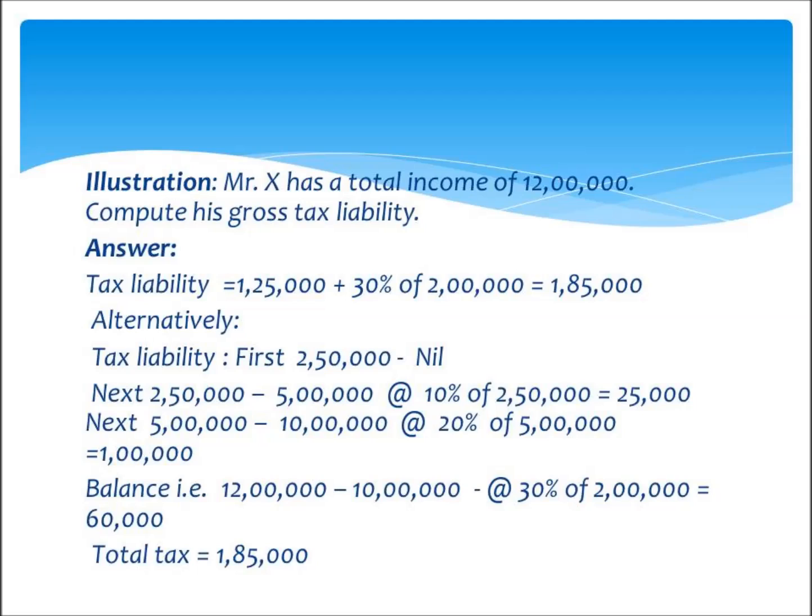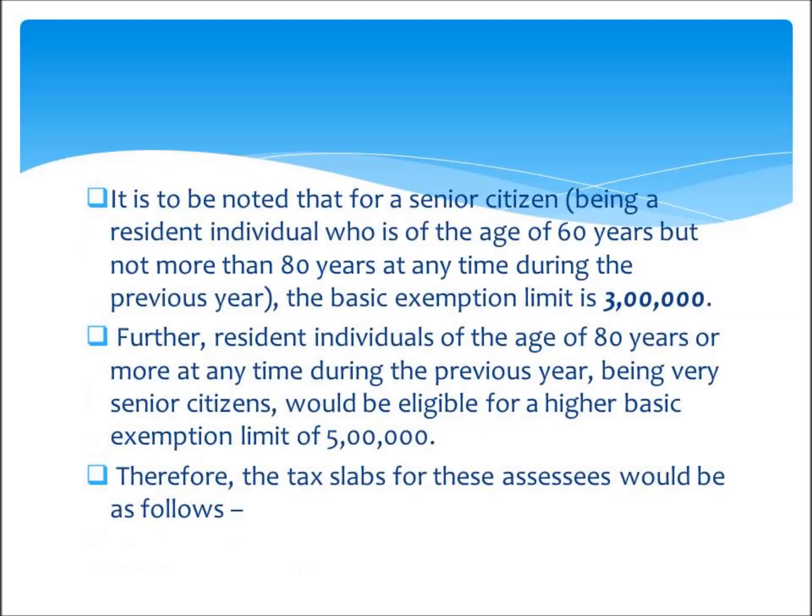Up to 2,50,000 nil, we don't have to pay any tax. 2,50,000 to 5 lakhs, we have to pay 10% of the amount exceeding 2,50,000. 5 lakh to 10 lakh, we have to pay 25,000 plus 20% of the amount exceeding 5 lakhs. And the last is income exceeding 10 lakh, we have to pay income tax at the rate of 1,25,000 plus 30% of the amount exceeding rupees 10 lakhs.